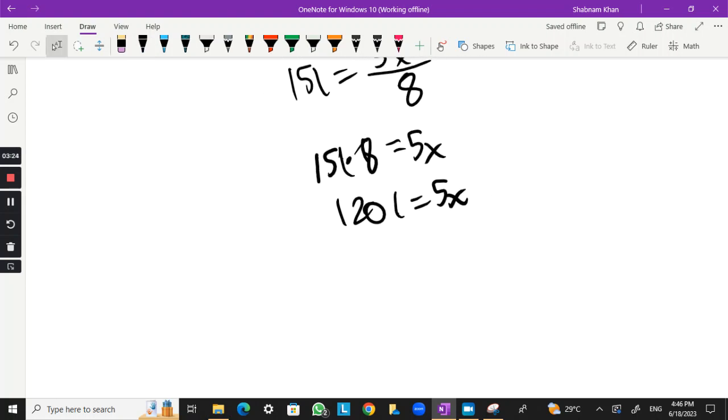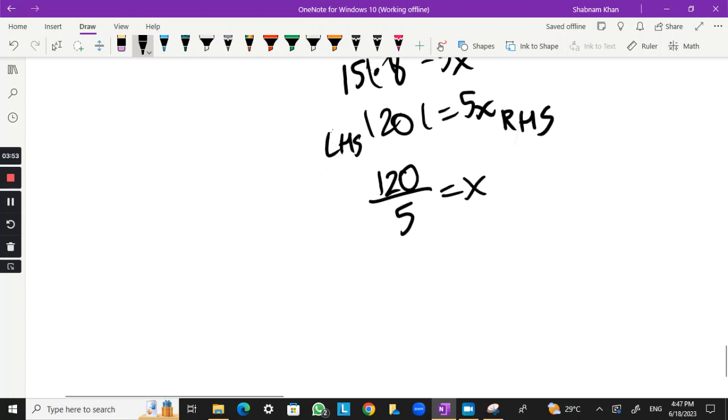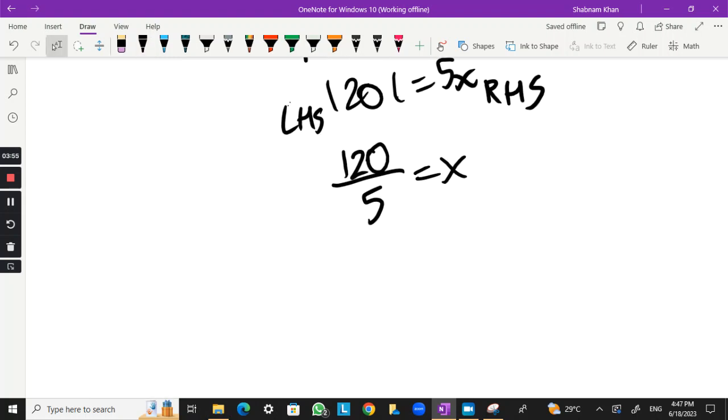Now, we have multiplication, and we also want to take that to the other side. And here's the LHS, and here's the RHS for referring. LHS stands for left-hand side. RHS stands for right-hand side. So we take 5 to the left-hand side, and we divide, because multiplication becomes division. You swap it around. And then you get 120 divided by 5 is equal to x. Then we calculate the LHS to get the value of the RHS, which is x, the variable here. So we can say 120 divided by 5, which is 24 liters.